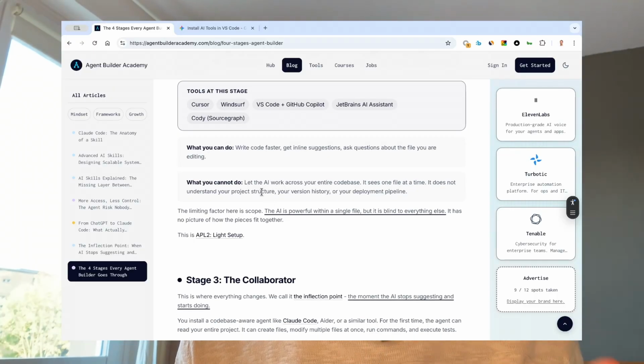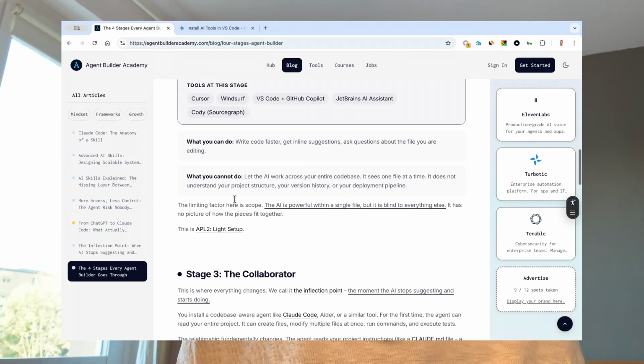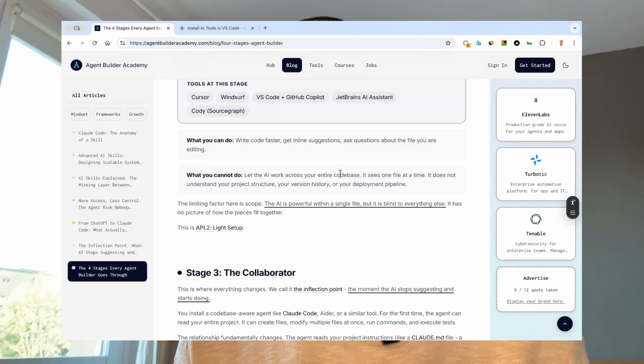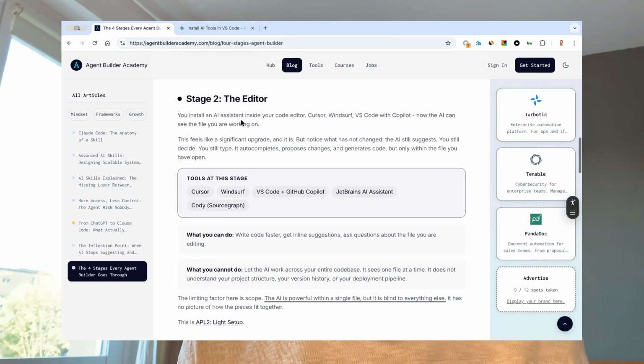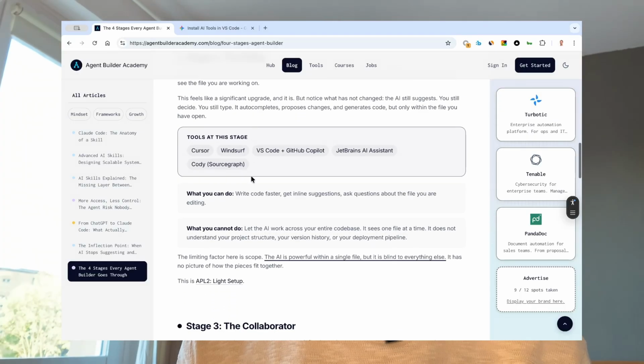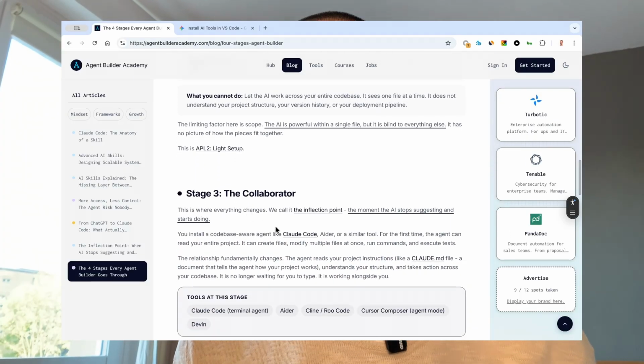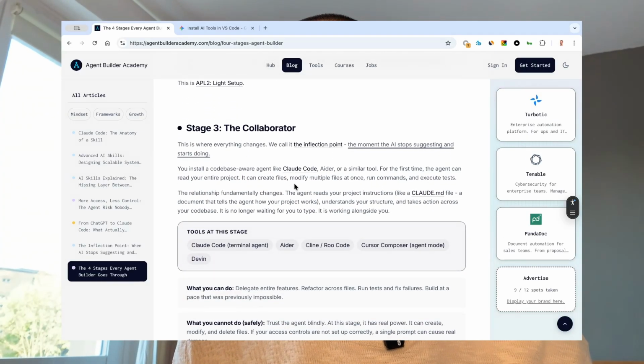And then what you cannot do in this stage as the editor, you cannot let the AI work across the entire code base. That is something you cannot do at the editor stage. That's what you then can do when you enter the collaborator stage.